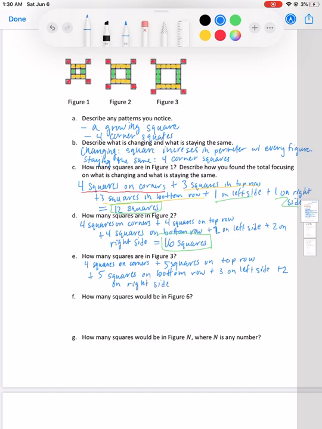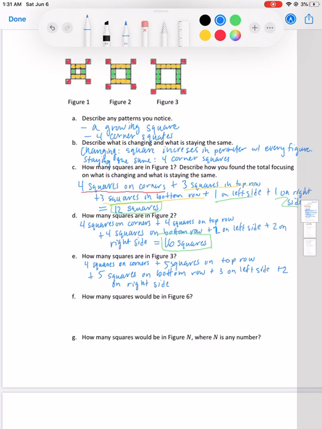Okay, so at this point, figures 1, 2, and 3, we're doing a bit more work than you probably would want or initially think, but it will pay dividends for when we get to letters F and G, so that we can extend our pattern in an easier way.